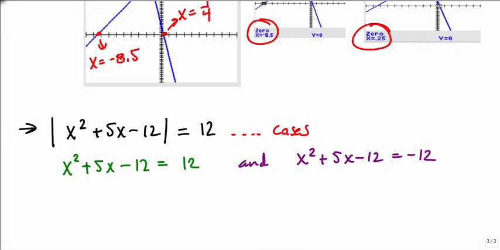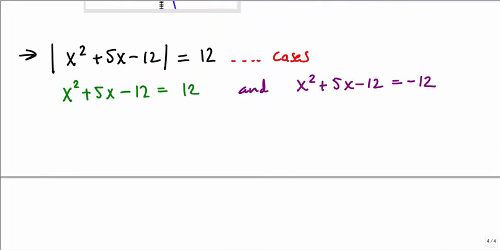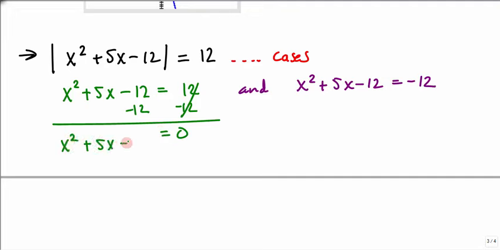Now these are just nice quadratic equations that we've solved before. What I need to do, of course, is get them set equal to 0 and work from there. So I will subtract 12 from both sides. So I get it set equal to 0, and I have x squared plus 5x minus 24 equals 0. Now our hope is that these factor nicely. This does factor. I think we have plus 8 and a minus 3.